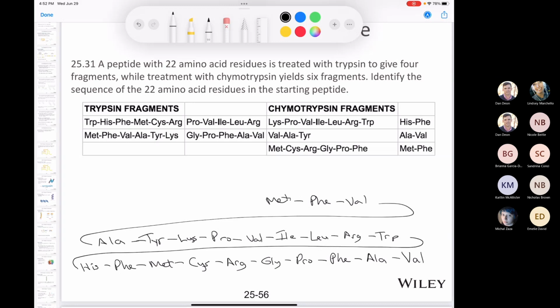Here we go. So now, if we tally them all up, 1, 2, 3, 4, 5, 6, 7, 8, 9, 10, 13, 14, 15, 16, 17, 18, 19, 20, 21, 22. So we have exactly all 22 residues, and we piece them together just by going backwards from the trypsin and chymotrypsin fragments. Again, we identified the valine as the C terminus. So this is our C terminus. And then the methionine would be our N terminus in this case.